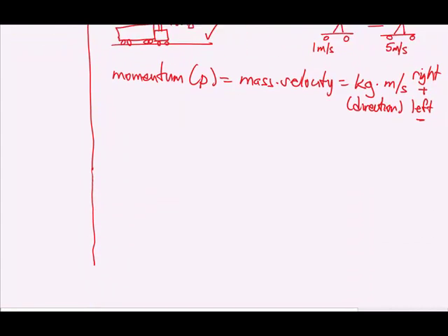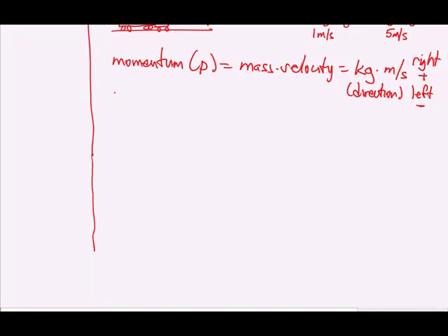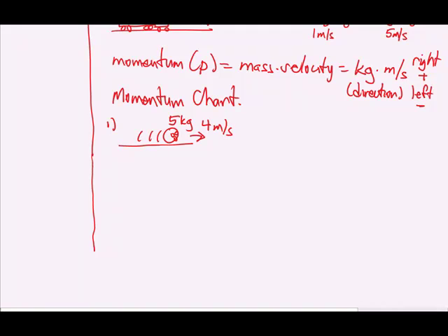So I'm going to show you a little method to account for momentum, and that's going to be referred to as a momentum chart. Example 1, we're going to have a bowling ball, three holes, rolling down an alley. Our bowling ball has a mass of 5 kilograms. Let's say it's going to the right at 4 meters per second. How can we account for that?